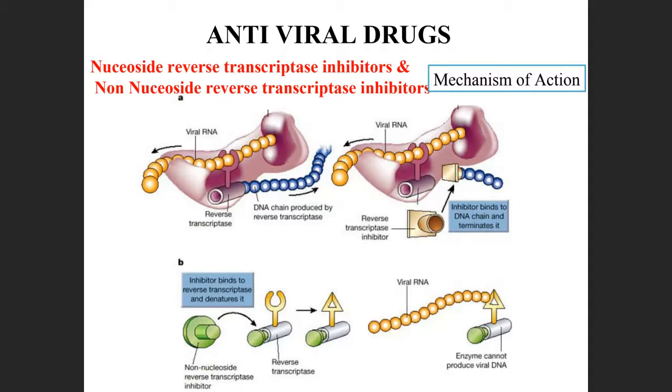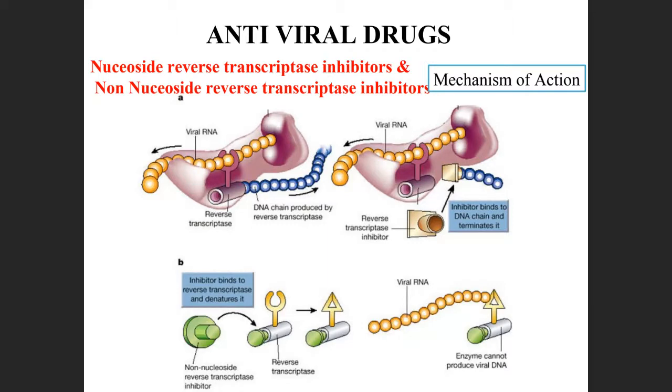Now you see, this is the viral RNA. This is the enzyme. Imagine that this is the reverse transcriptase enzyme. This enzyme has a site through which the viral RNA is passing, and simultaneously this reverse transcriptase is able to duplicate the viral RNA and produce a viral DNA. So with the help of this binding site, it is using the viral RNA and forming a viral DNA.